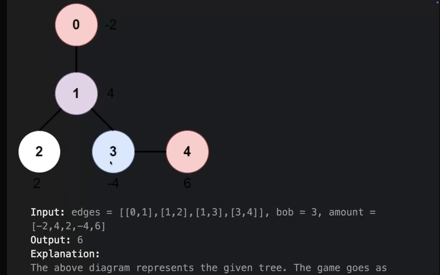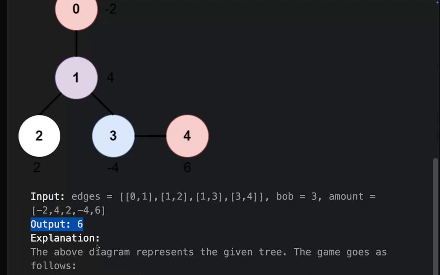Then Alice will move here. So minus 4, but minus 1 is already taken by Bob, so he doesn't have to pay anything. Then he will reach this node, so he will get this reward. So the maximum amount is 6.